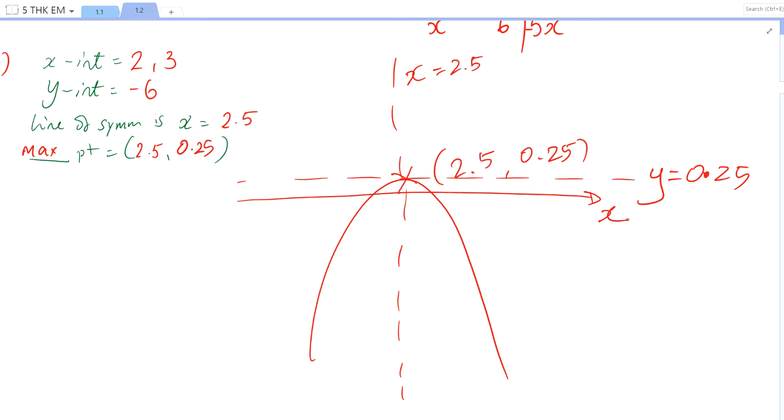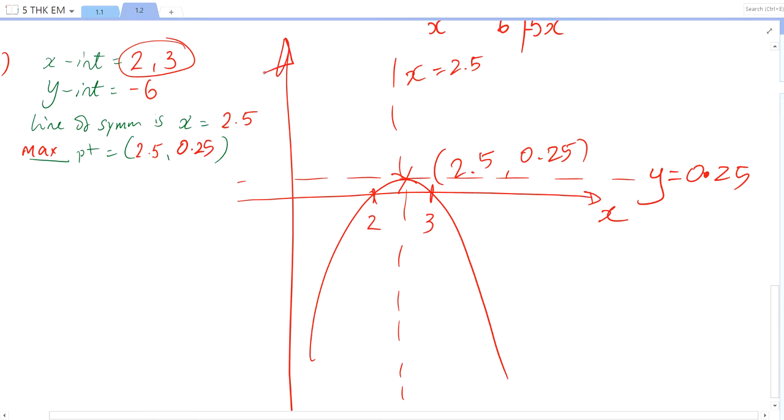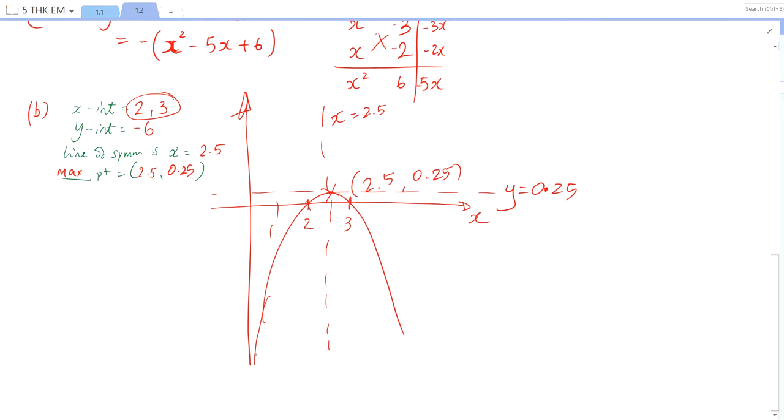We also know the x-intercepts, right? 2 and 3. Doesn't that mean that this is 2 and this is 3? So the y-axis must be on the left. If this is 2, this is 3, then the y-axis must be somewhere over here, further away. So this will be 1 and 2. Then I just need to extend my parabola downwards such that it cuts over here. The value will be negative 6.